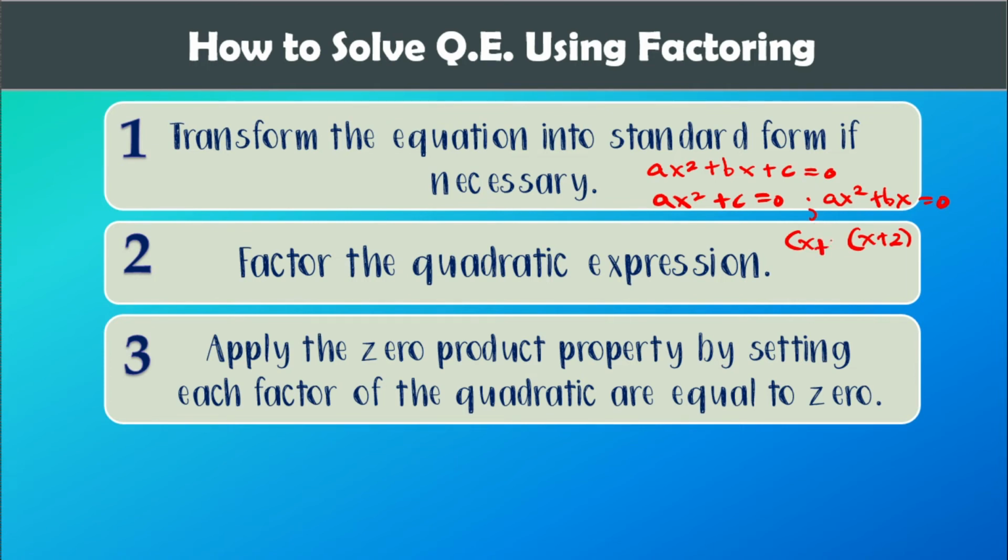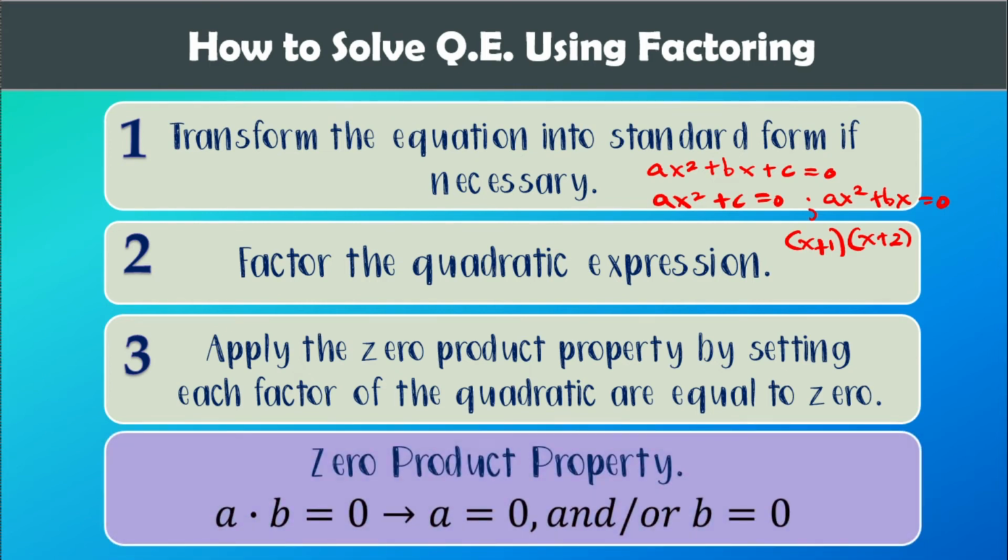X plus 1 and x plus 2. This is an example of a factor. Alright? So, let's proceed to number 3. Apply the zero product property by setting each factor of the quadratic equal to 0.